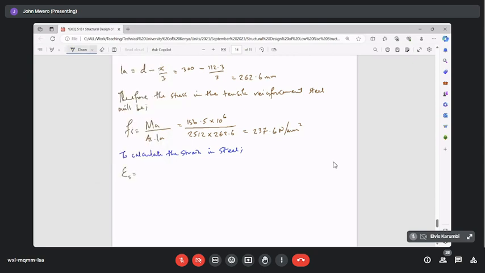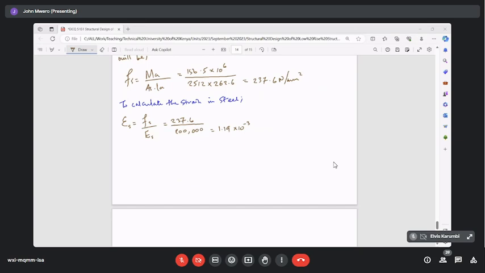So strain in steel is simply the stress in steel divided by the Young's modulus of elasticity of steel. It's 237.6 divided by 200,000. This should give us 1.19 times 10 to the power -3. Strain does not have units. You notice that the units for stress simply cancel out with the units for the Young's modulus of elasticity. So it's just a pure number without any units.